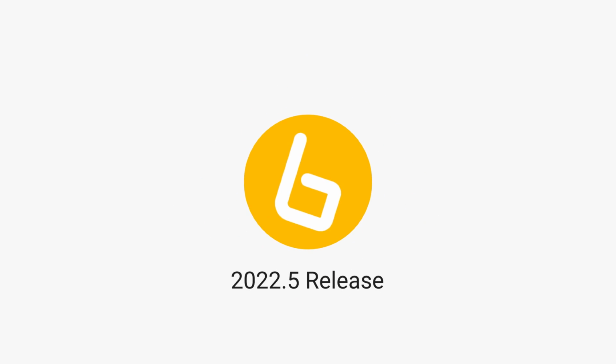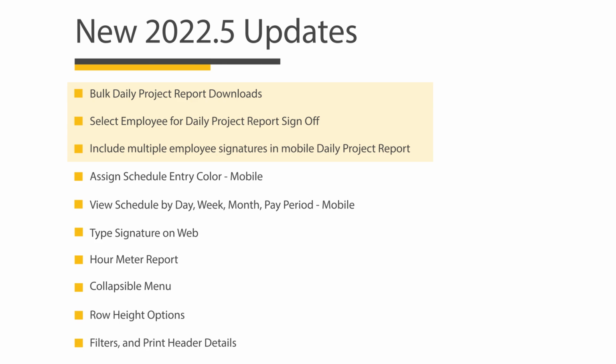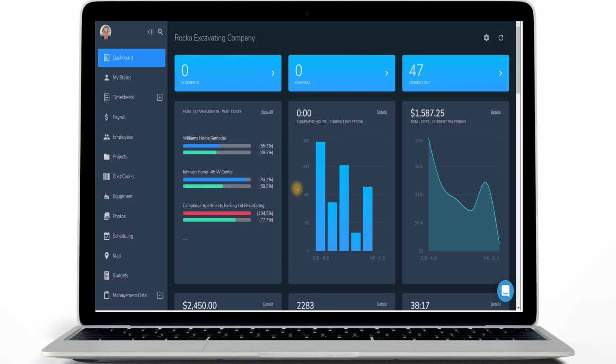We're excited for this 2022.5 release. It's got a little bit for everyone, including some updates to the daily project reports, scheduling improvements on mobile, adding signatures on the web, a new report on the web, and some cool interface options. Let's start with a couple of fun layout options within BusyBusy.